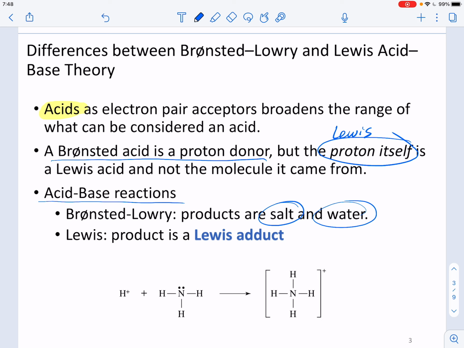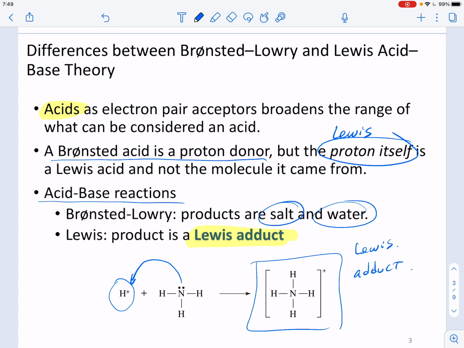Initially, what you obtain in an acid-base reaction according to Lewis is what we call a Lewis adduct. If we consider this as your Lewis acid because it will receive the lone pair, then this lone pair would be used to attract that hydrogen, and now you are incorporating that into a larger particle. So initially this is an adduct. It's the combination of the Lewis acid and the Lewis base. That's the Lewis adduct.